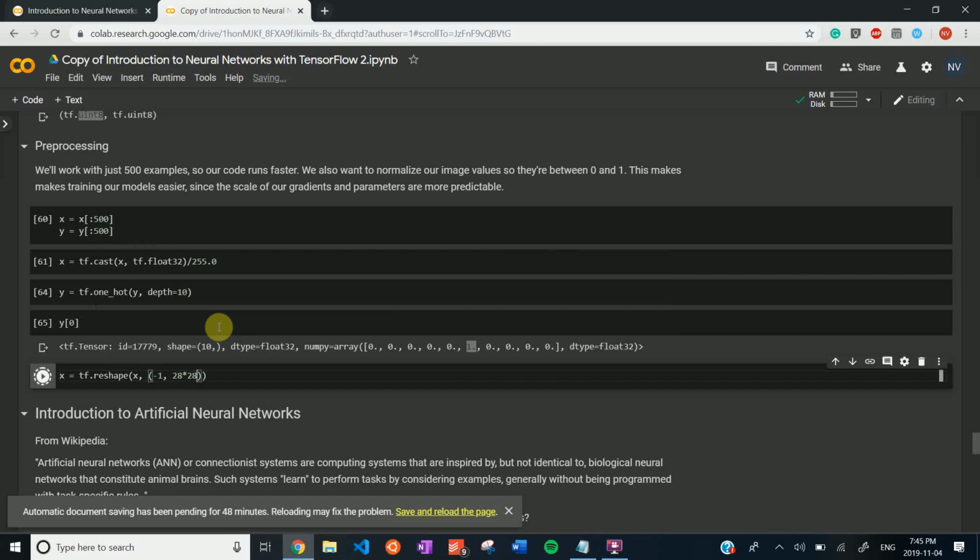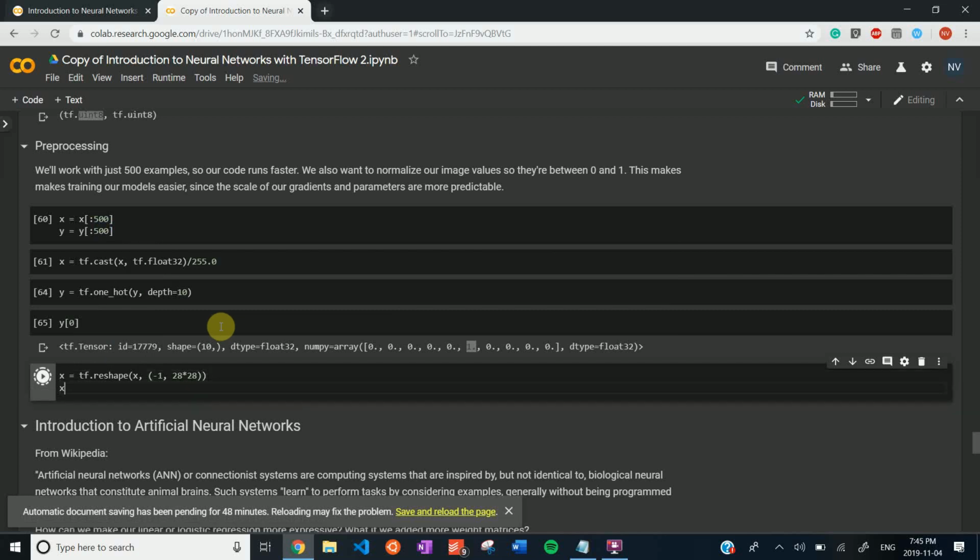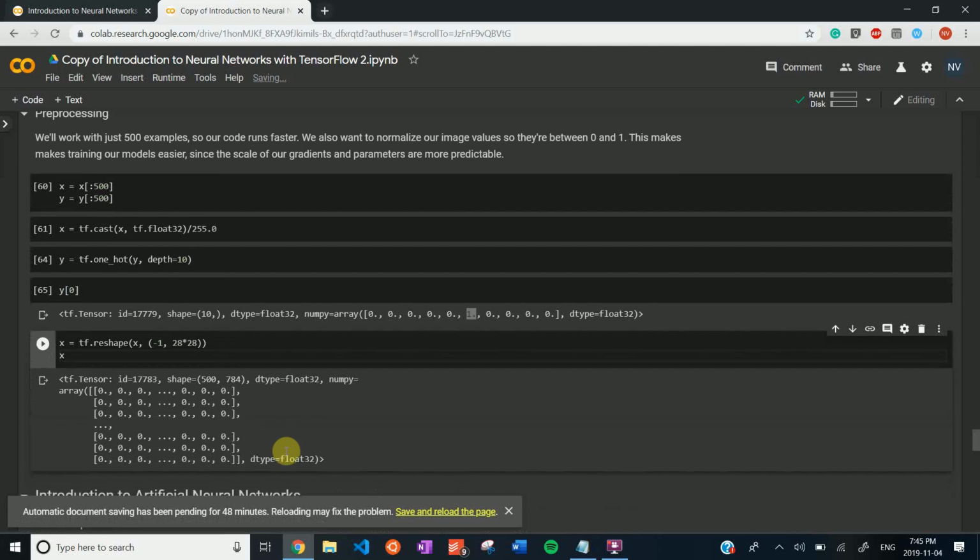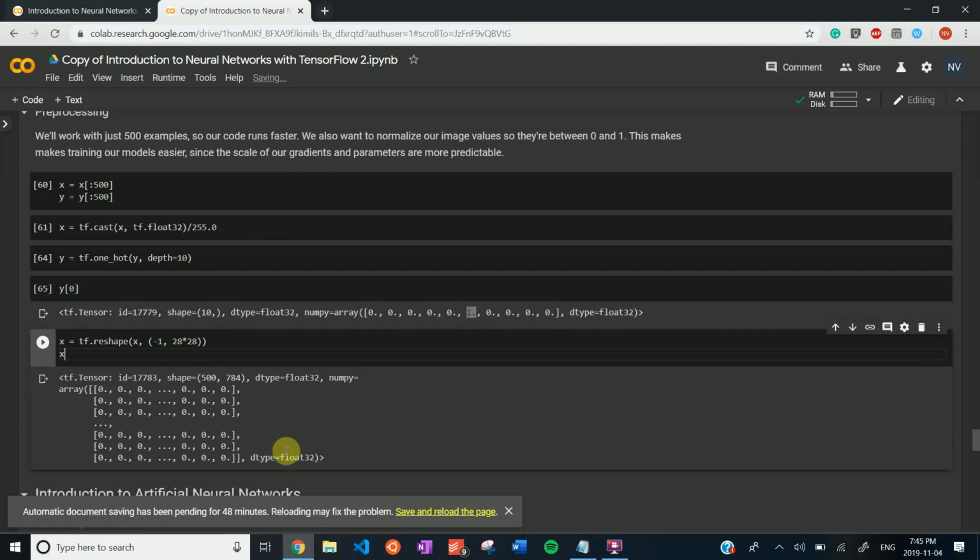Essentially what the -1 does: we want to create vectors of length 28 times 28, which is 784. This -1 indicates, I don't really care what this number is, just whatever the rest of the data fits into, that's how many we need. We know there are 500 examples, so that dimension ends up being 500. Now each of these vectors of length 784 represents one image that we had before. Any questions about that? Okay.